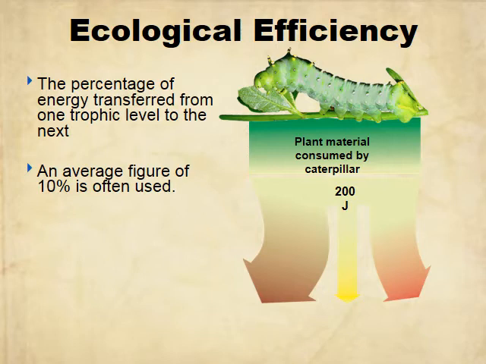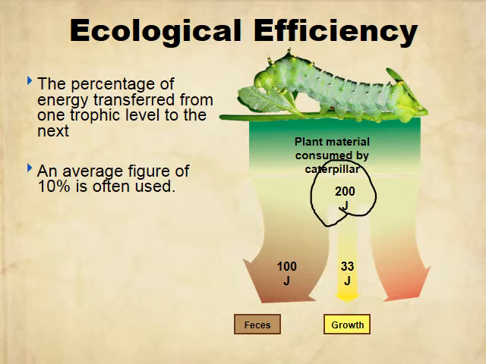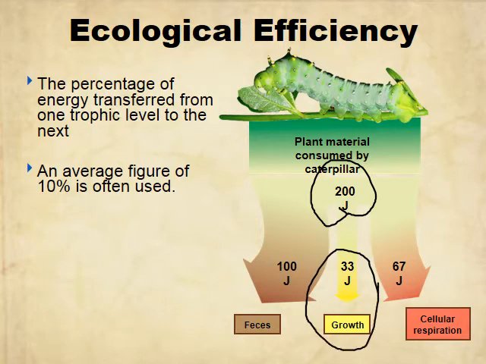So if we look at this caterpillar here, the plant material consumed by the caterpillar is about 200 joules. Okay, that's what we're using for energy here. About 100 joules, or about half of it, is lost as feces. And then you have 33 joules that's used for growth. And then you have 67 that's used for cellular respiration. So this growth is the only part that will go on to the next trophic level. So when a bird eats this caterpillar, it's only about 10% that goes up to the next trophic level.